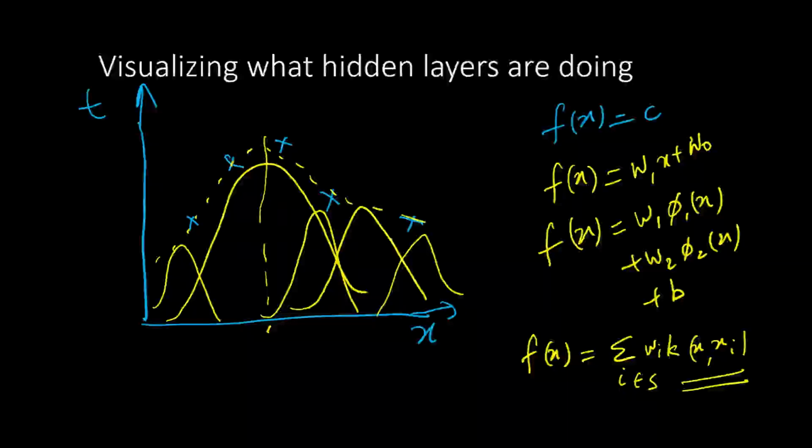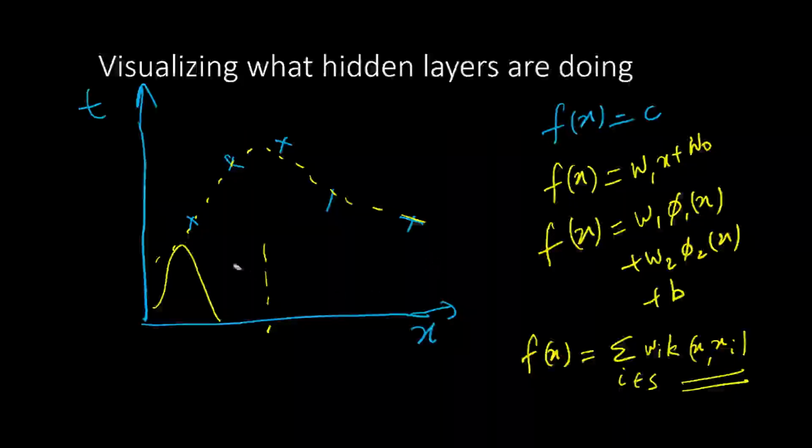Now how do I shift them left or right is by using the biases of the hidden layer. How do I bump them up or down is by using the weights of the second layer. Okay, and how do I change other things about it is by using different kinds of weights and biases in the two layers. So now let's be more specific.